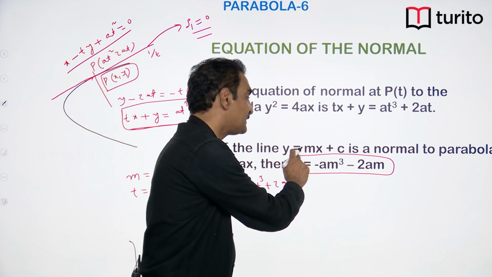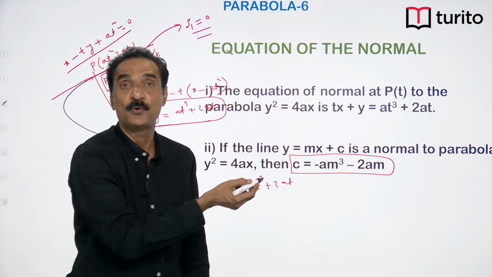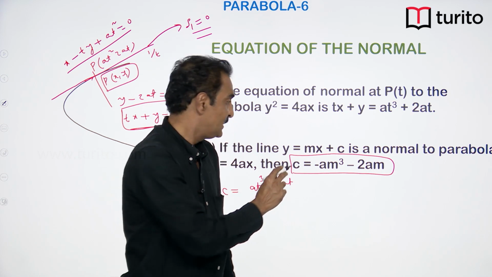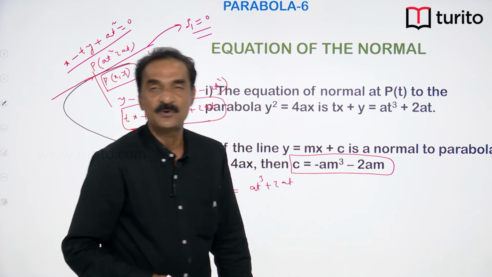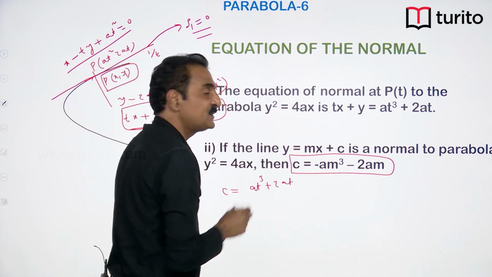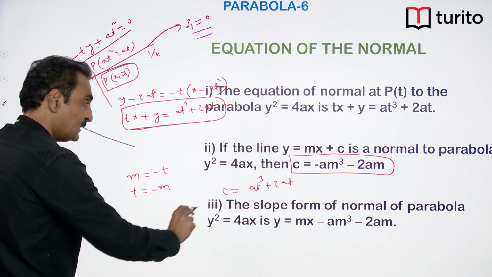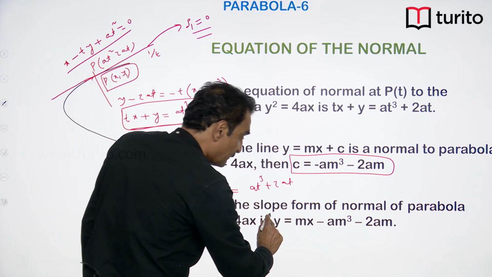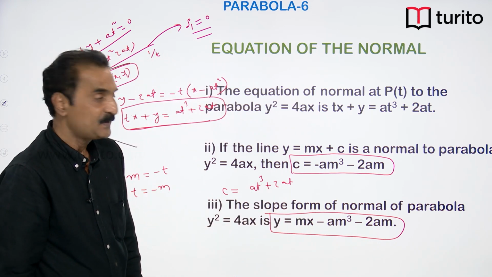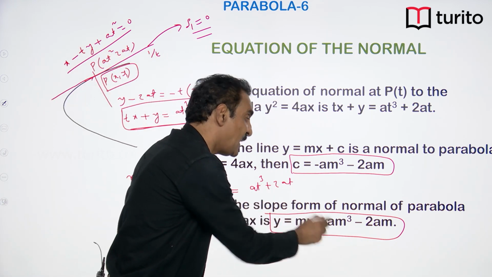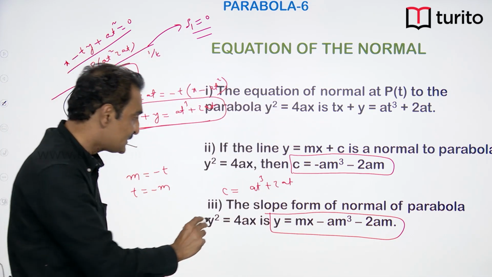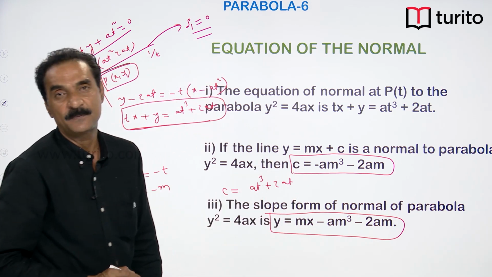Similarly, if this line is a tangent of the parabola x square is equal to 4ay, the condition is c is equal to minus am square. Similarly, the condition for normal is c is equal to minus am cube minus 2am. If you substitute this c in this equation, you will get the equation of the normal as y is equal to mx minus am cube minus 2am. So, for any value of m, this line is a normal of this parabola y square is equal to 4ax. This is known as the slope form of the normal of the parabola.